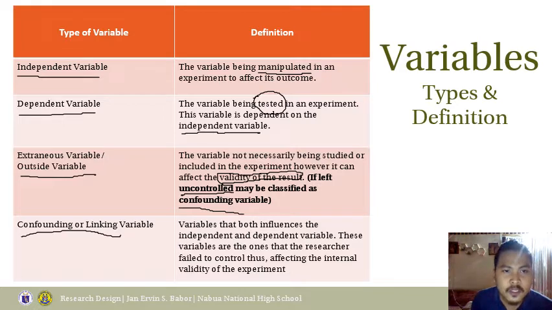The last variable is the confounding variable. These variables influences both independent and dependent variable. Now, let's visualize the types of variable in an example.